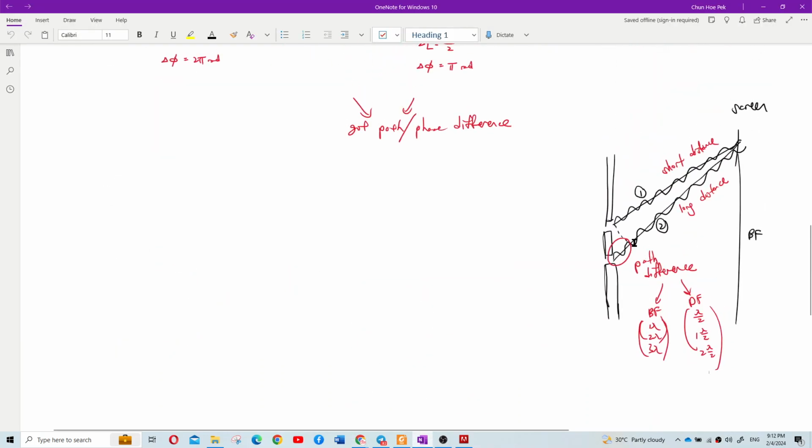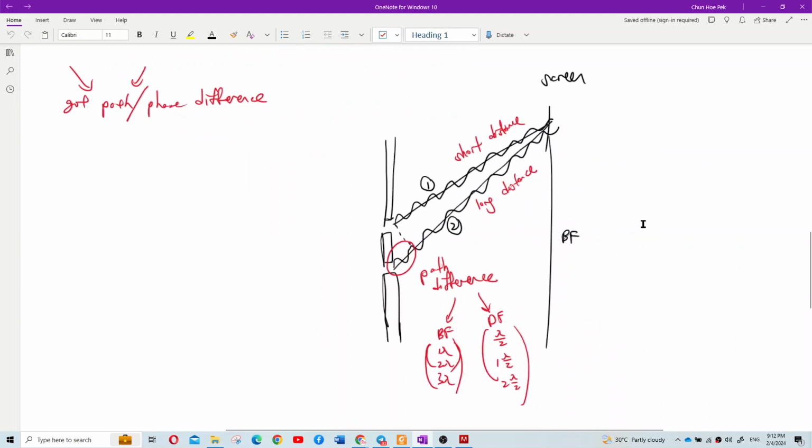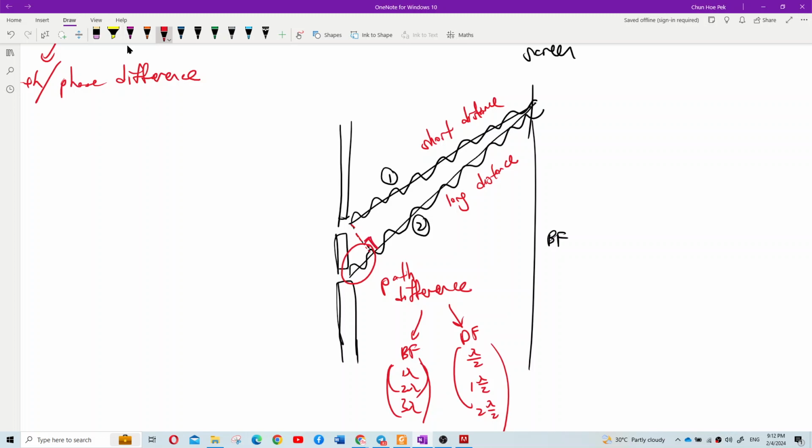Remember that? So maybe I should draw. See that? This one is a long distance, this one a short distance. I drew this during the last class. So you must draw a line 90 degrees to the second ray. This part is the path difference, we call it delta L. This extra distance is the delta L.